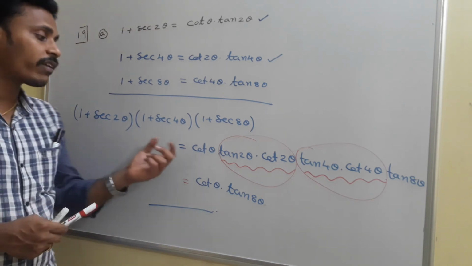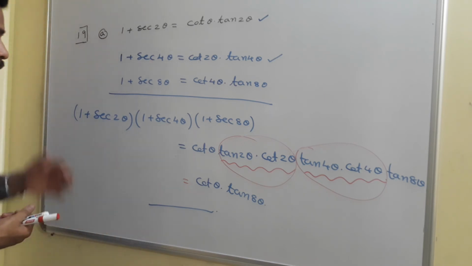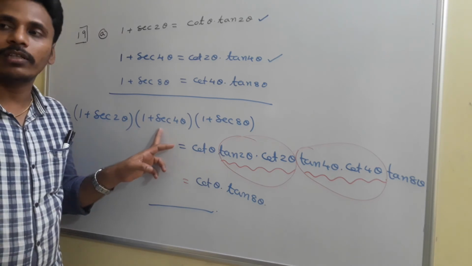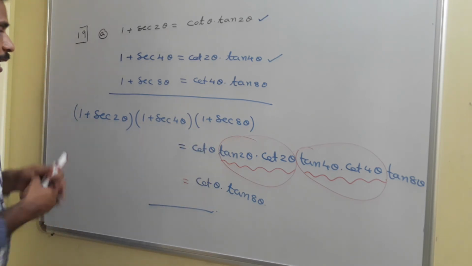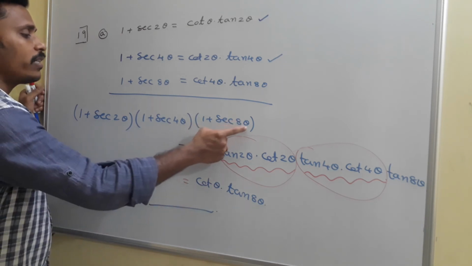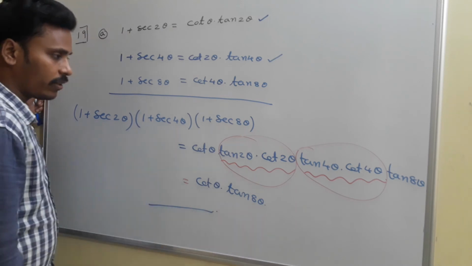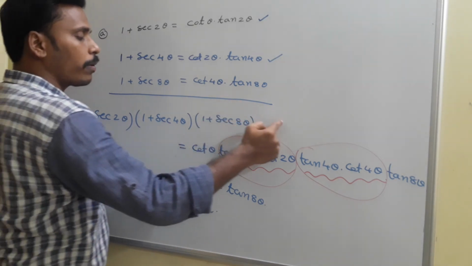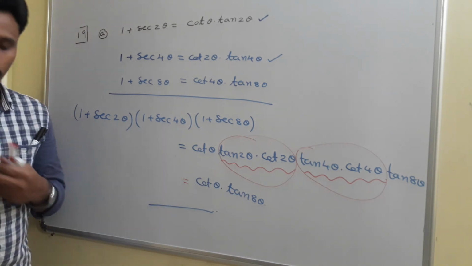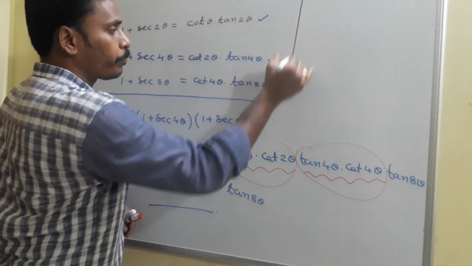I mentioned this for three terms, and we can extend it to n terms also. Look there: 1 plus secant 2 theta, 1 plus secant 4 theta, 1 plus secant 8 theta results in cot theta, which is fixed, and tan 8 theta, depending upon the last angle. If it is 8 theta here, it is also 8 theta there. If it is one more term like 1 plus secant 16 theta, here again you will get tan 16 theta. So at the end, what I need to conclude is this.